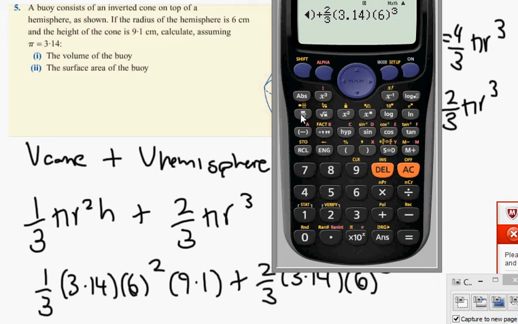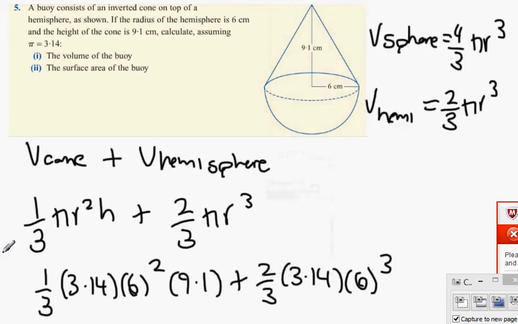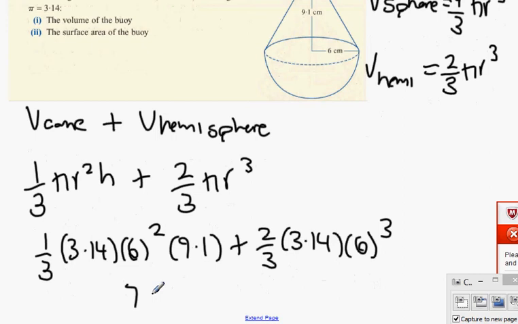Okay, just check this answer out with me. I got 795.0554. Is that what you got? Okay, let's round that off to 795.05. Is it centimeters cubed or centimeters squared? Cubed.